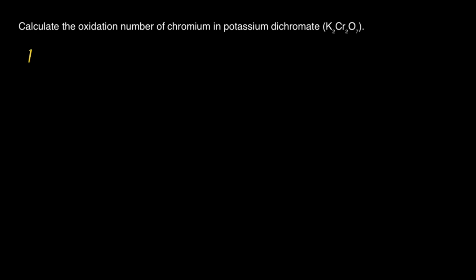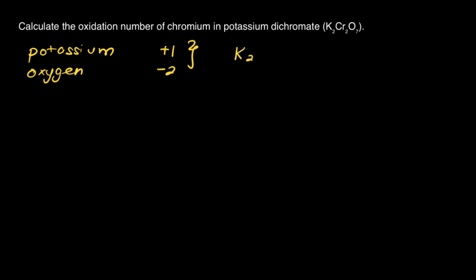For example, potassium, the oxidation number is always positive 1. And oxygen is usually negative 2 unless it is peroxide, right? So we are going to use this rule to calculate the oxidation number of chromium.